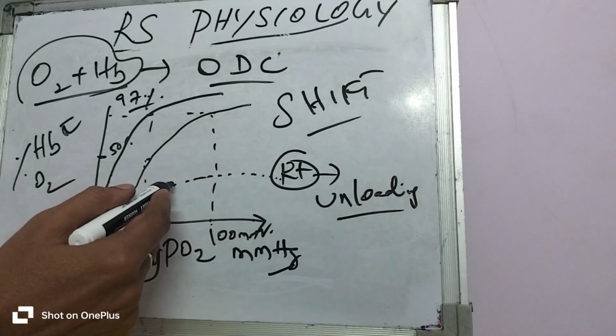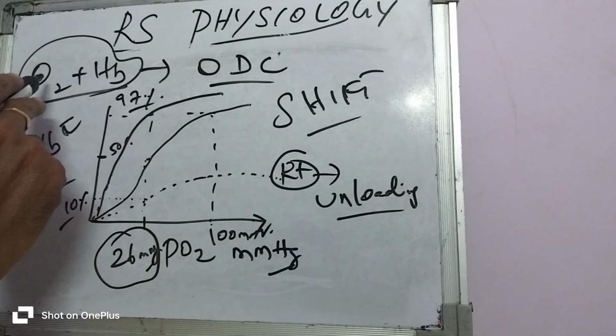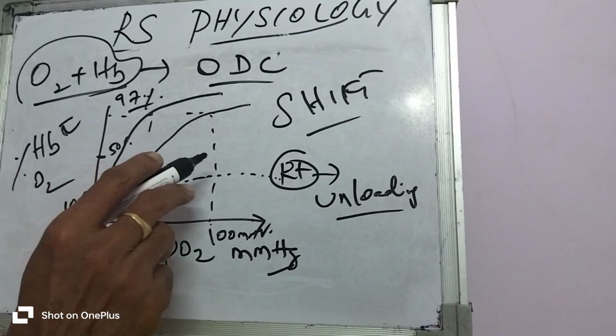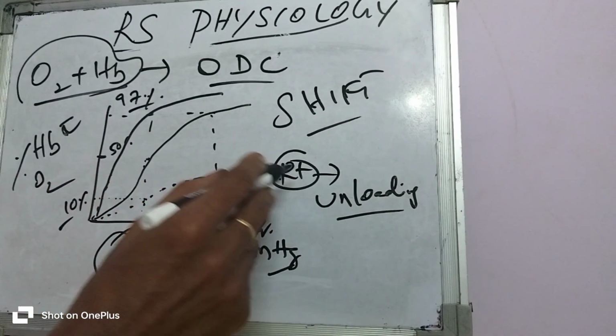Whereas when the curve shifts to the left side, the affinity between oxygen and hemoglobin is very high, so the unloading will be poor. So the delivery of oxygen will be poor. So which shift is favorable to us? It is the shift of the curve to the right side.